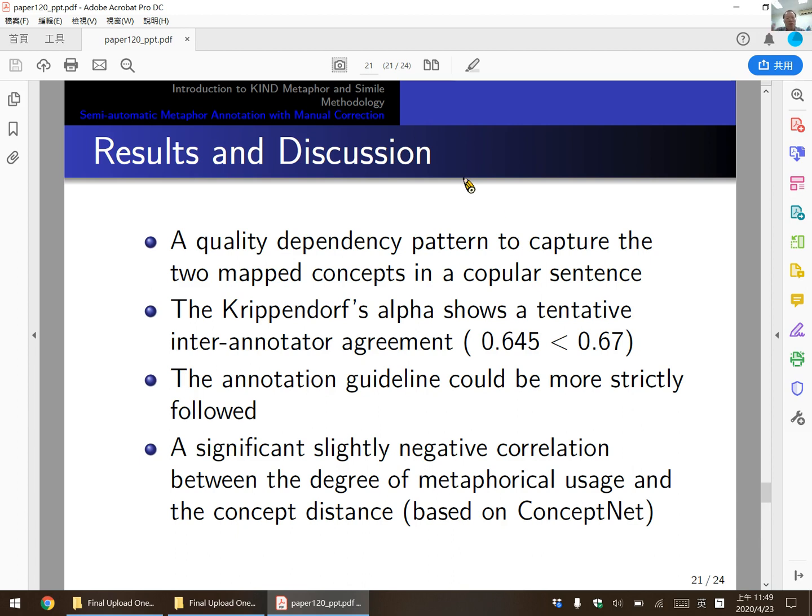Okay, some discussion about the result. Basically, we devised a dependency pattern based on the copular relation between the two concepts in the dependency path to automatically capture the two concepts in a copular sentence. Our inter-annotator agreement is about 0.6, just a tentative agreement between the 3 annotators. I think our annotation guideline could be more strictly followed, or designed with more quality. We also found a significant, slightly negative correlation between the degree of metaphorical usage and concept distance.